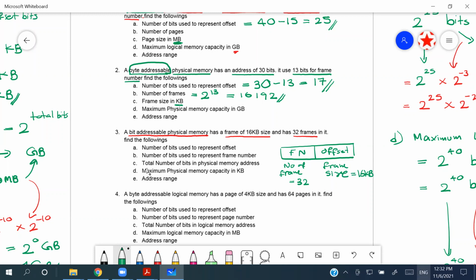the frame number bits. Frame size is calculated using the offset bits. So since we don't know the frame number and offset, we can say the frame number has X bits, and the offset has Y bits. We can assume.